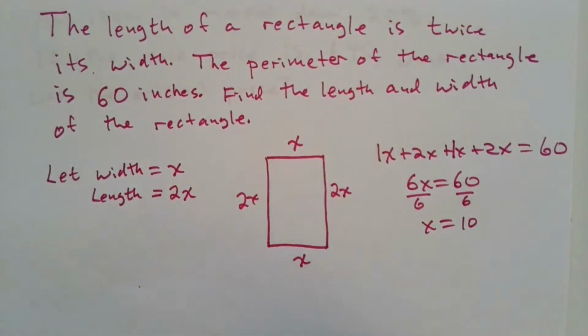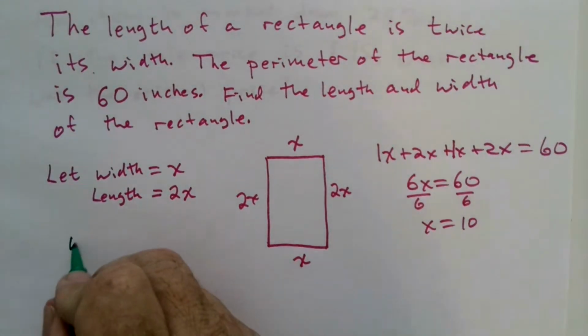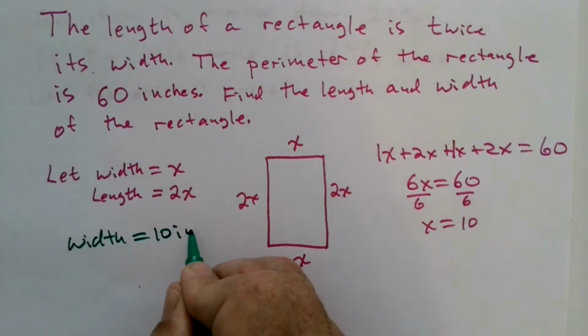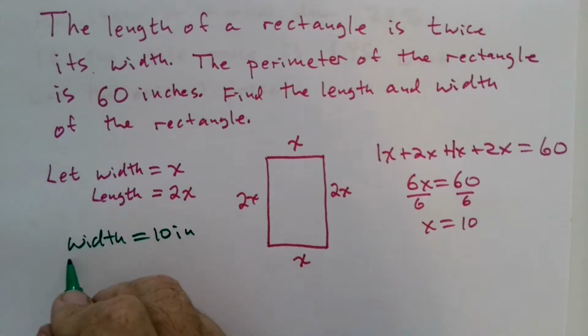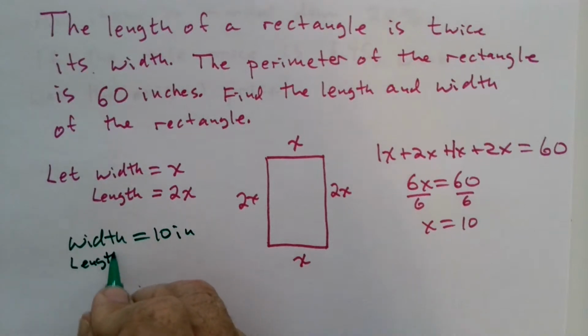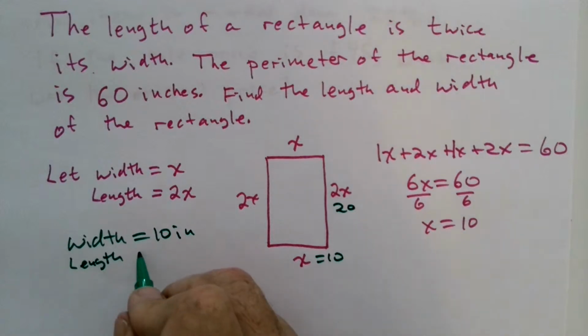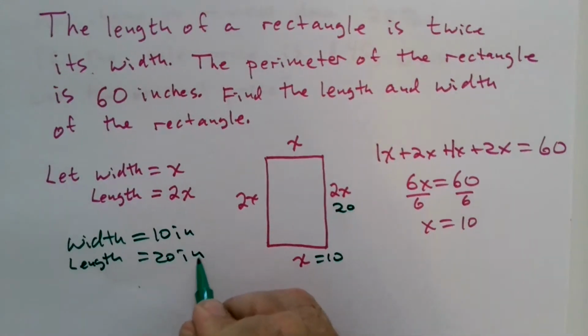So going back to the question, we've got to find the length and the width. The width is x. So the width is 10 inches. And the length is twice x. So if this is 10, the length would be 2x, would be 20. The length is 20 inches.